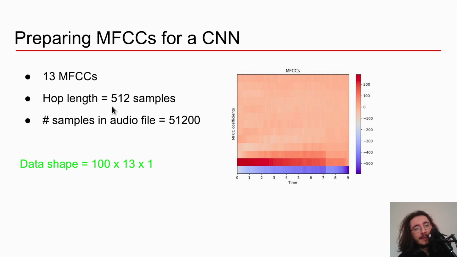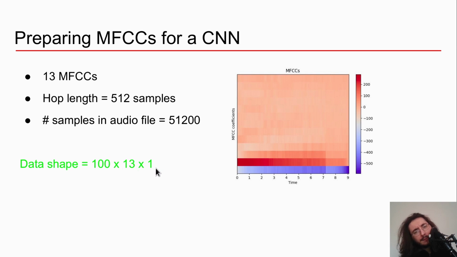Here we have 100 different time windows at which we take 13 values, which are the 13 MFCCs that we are extracting. And 100 comes from dividing the overall number of samples in the audio file by the hop length, which is the sliding window that we use to calculate the MFCCs. These two values are quite understandable: we have 100 time windows at which we've taken the 13 coefficients, the 13 MFCCs.